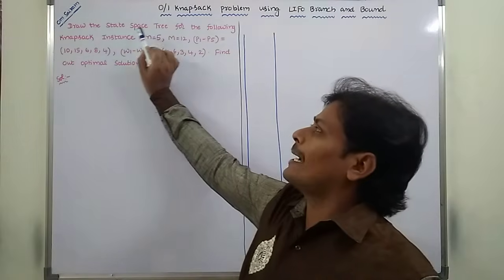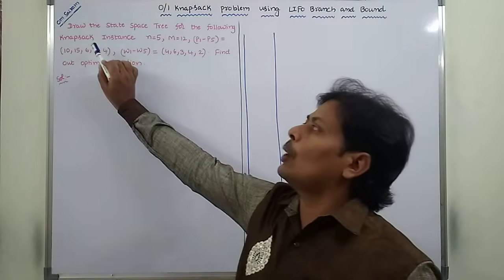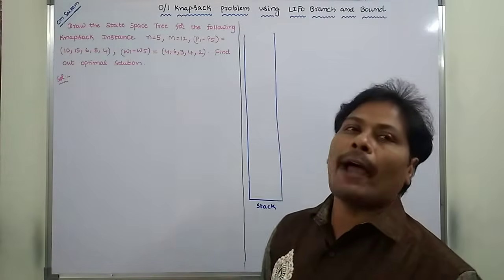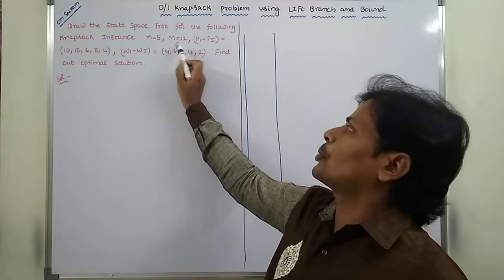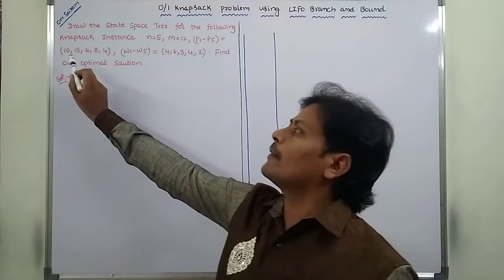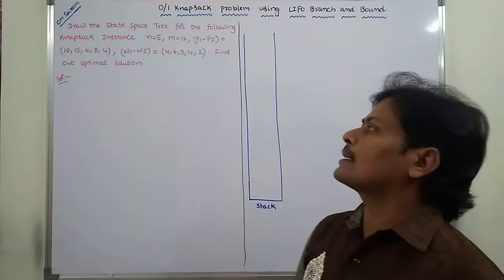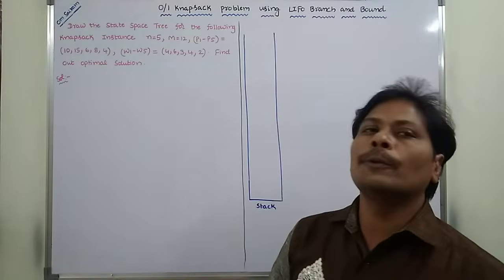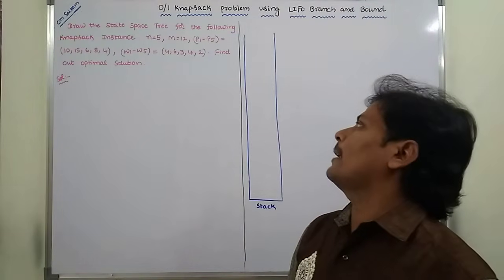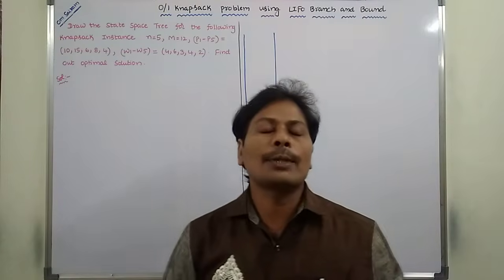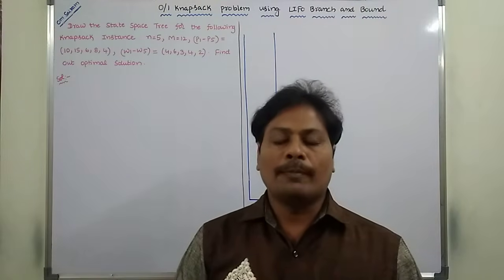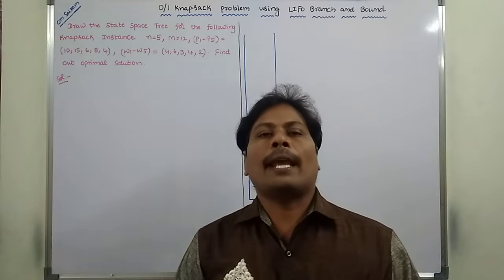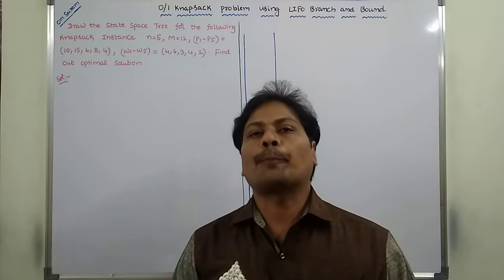Draw the state space tree for the following knapsack instance. N is equal to 5, M is equal to 12, P1 to P5 is equal to 10, 15, 6, 8, 4, W1 to W5 is equal to 4, 6, 3, 4, 2. Find out the optimal solution. Generally, the knapsack problem is a maximization problem.